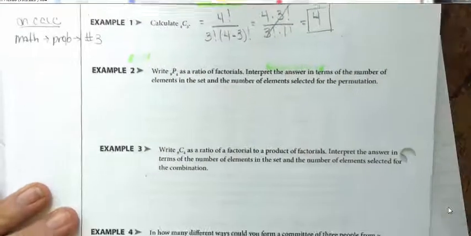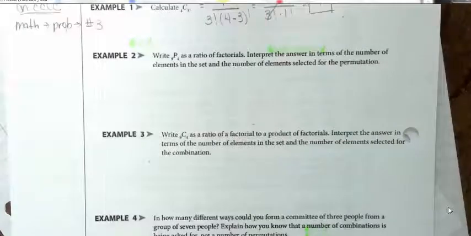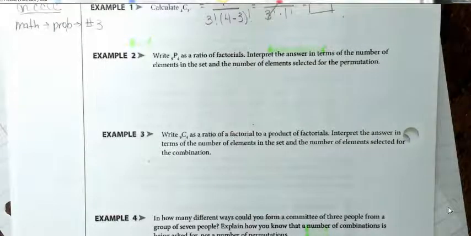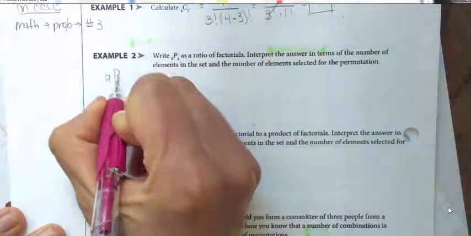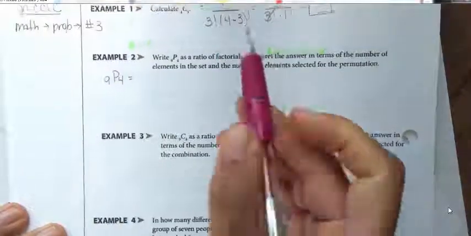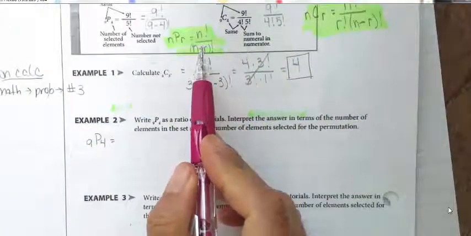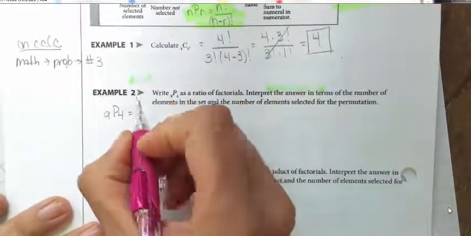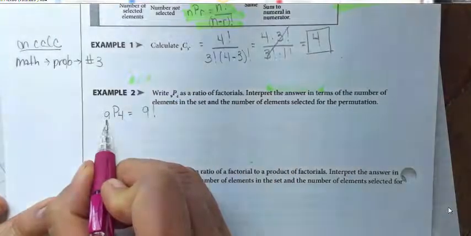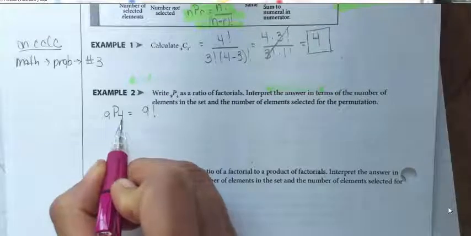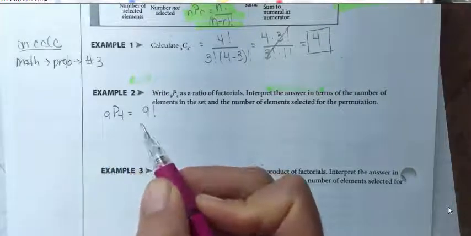All right, example 2. We're going to write 9P4 as a ratio of factorials. Interpret the answer in terms of the number of elements in the set and the number of elements selected for the permutation. Okay, so let's start with writing out 9P4 as a ratio. So basically what they're saying is do it like this right here, right? That's a ratio. So this is going to be 9 factorial. So basically I have 9 things. I'm going to choose 4 of them at a time, and order matters. That's what this is saying.